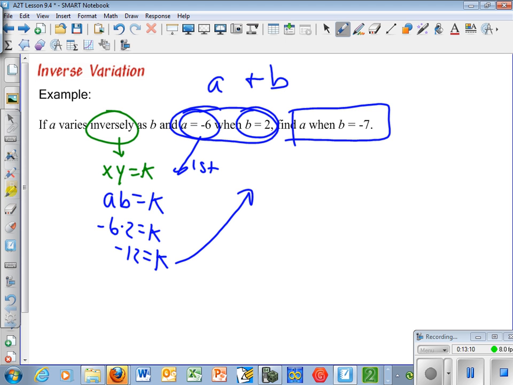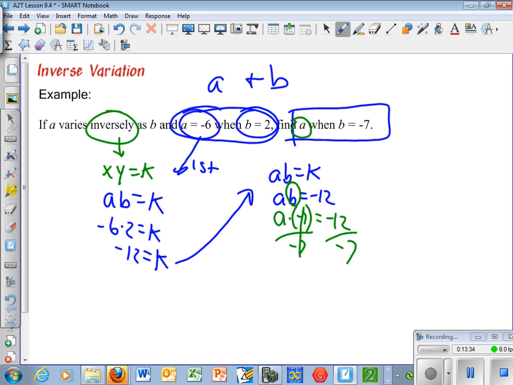Now I want to come up here and I'm not going to use x, y, I'm going to say ab is equal to k. That's the general form. Well, we know that a times b has to equal -12. And they want me to find a, right here is the one I'm trying to find, when b is -7. So I'm putting -7 right in there. To solve for a here, I would divide by -7. So a is positive 12/7, okay, or 1 5/7 if you wanted to give it as a mixed number.